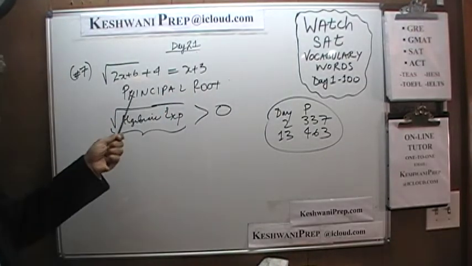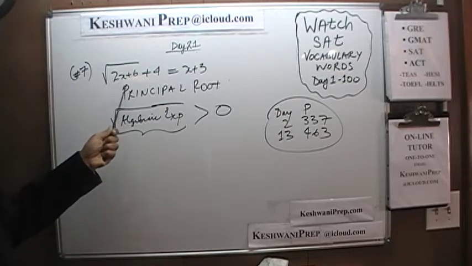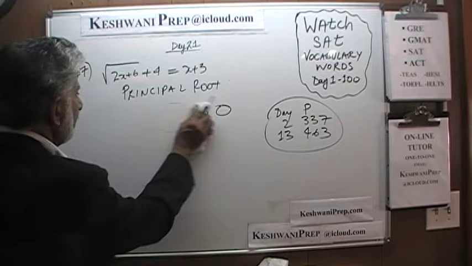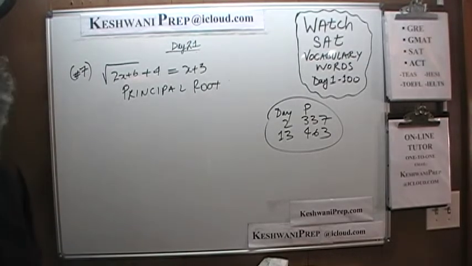So this quantity cannot be negative. That's the only thing we have to understand, and if you understand that concept, the rest is very simple. This is very simple, very straightforward. So now that we understand that, we can begin the process.